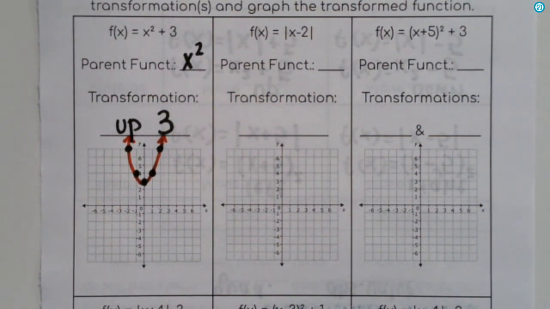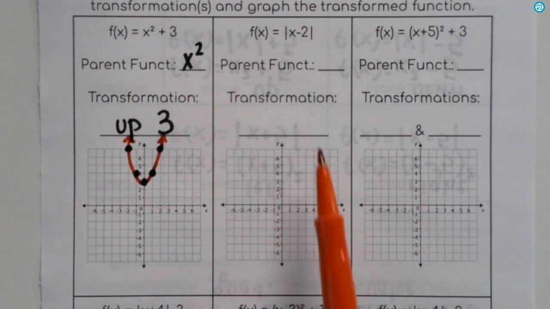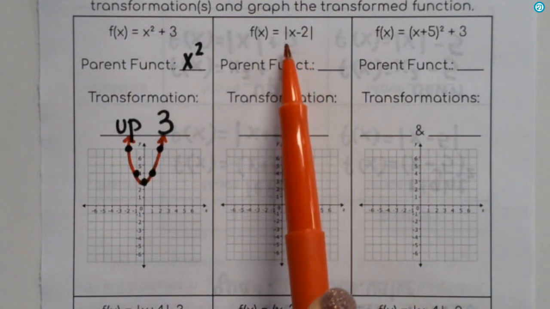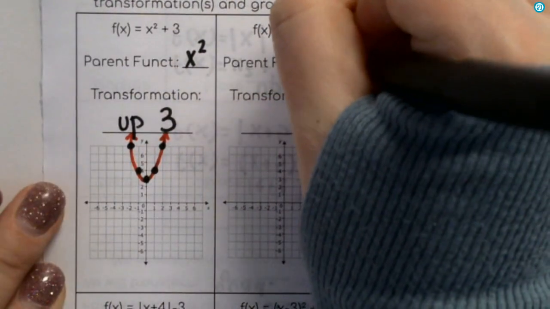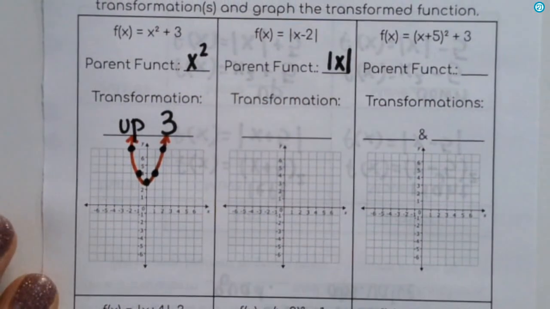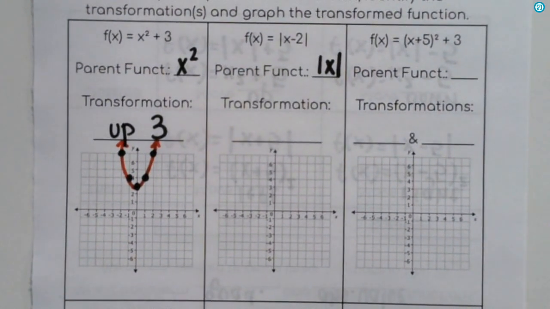Okay. The next one, we have to identify our parent function. In this one, our parent function is the absolute value of x. So that's our V-shape one. So we just ignore the -2 and what's left is our parent function. Okay, then we've got to look at the operations that are happening. So this one, we are subtracting inside. Because the -2 is inside the absolute value signs, that means subtract inside.